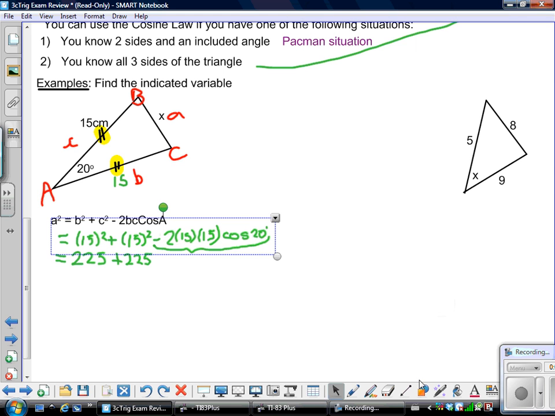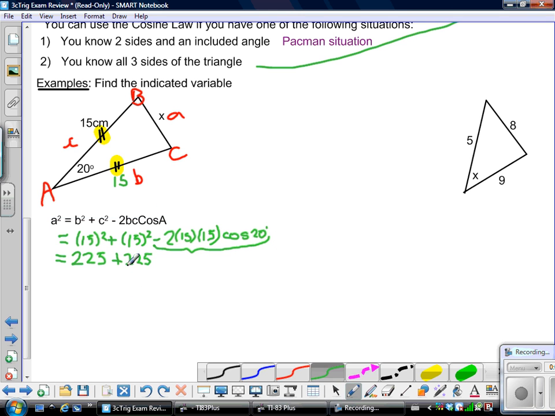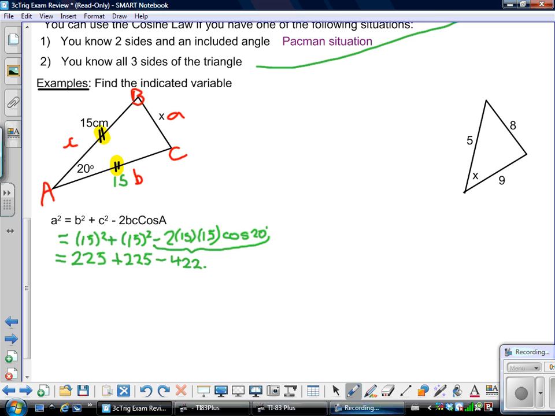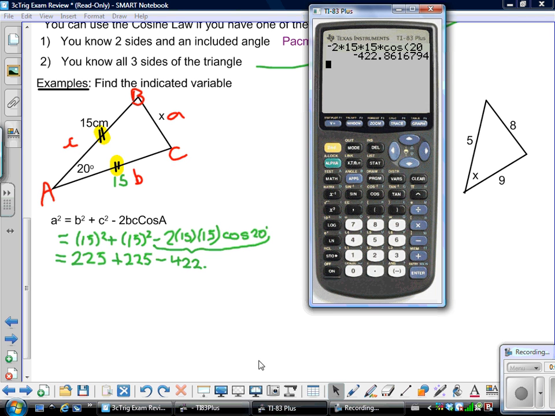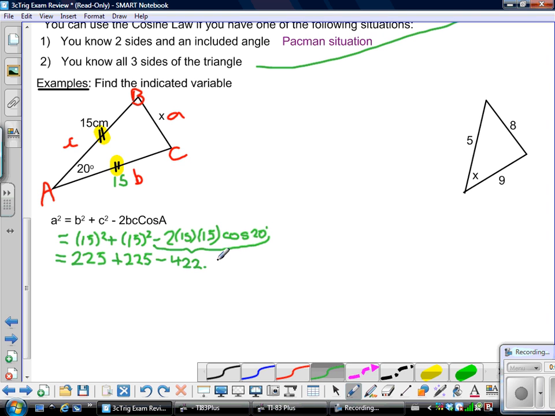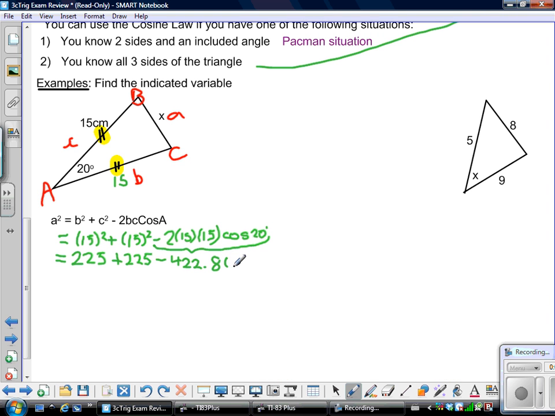Negative 422 decimal 862, and I'm not very good at remembering my decimals. Now, obviously, the more decimal places I keep, the more accurate I'm going to be. So if you want to use more, go right ahead.